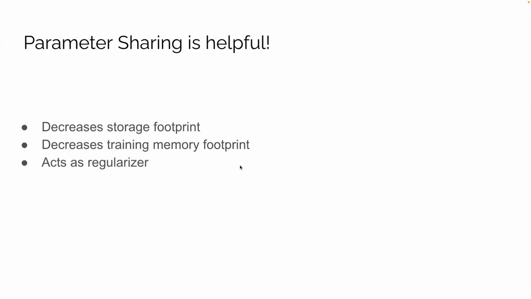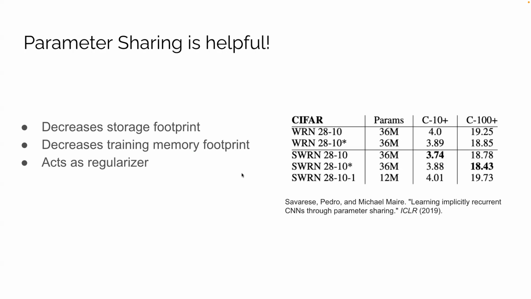But parameter sharing, where parameters in one part of the network are tied to another part of the network, can help. They can decrease storage footprint, decrease the training memory footprint, and even act as a regularizer. For example, shared wide ResNets, introduced by Pedro Savarese and Michael Mayer in Learning Implicitly Recurrent CNNs Through Parameter Sharing in ICLR 2019, show reduced testing error on CIFAR 10 and 100 relative to their unshared vanilla counterparts.